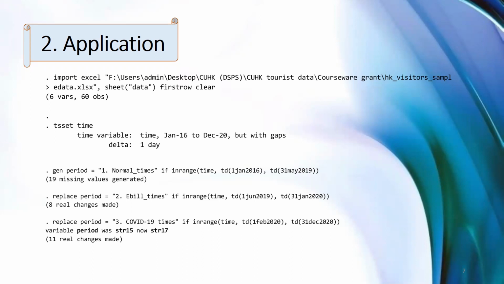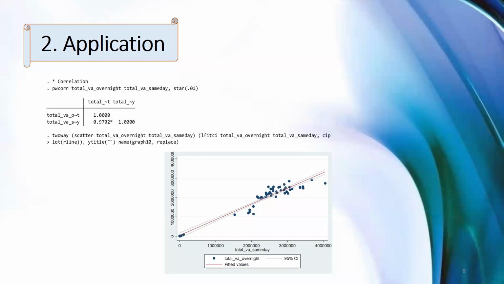And then we're going to create a variable called period, and period has 3 different values, which is 1 normal times, 2 EBIL times, and 3 COVID-19 times. So again, if you're not familiar with it, you can look back to the previous e-learning videos, in which I explicitly talk about how to set up or create a period variable. And then moving to the main dish of today, we have to calculate the correlation using Stata.